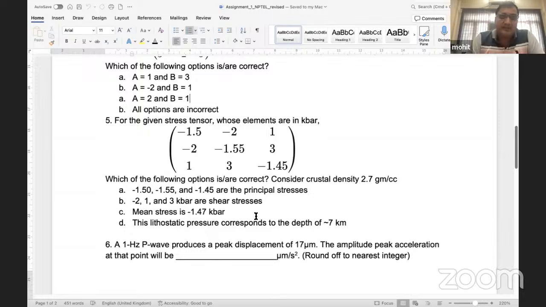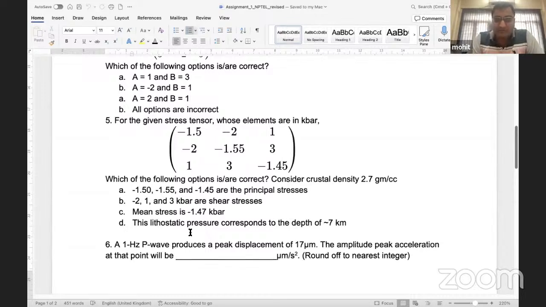And option C is that mean stress is minus 1.47 kilobar. The mean stress is simple: take the sum of the diagonal elements of a stress tensor, which is also known as the trace of a stress tensor. You can sum them up and take the average, which should come out to be around 1.5. So option C is not correct.